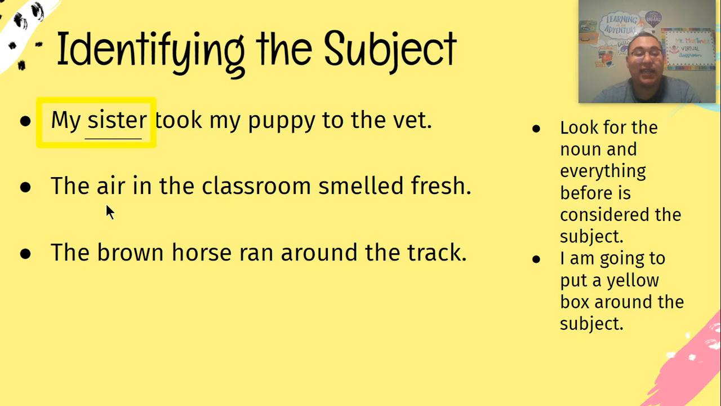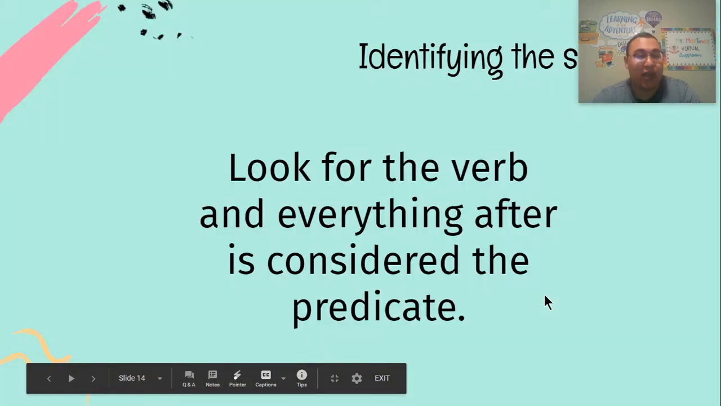The second sentence says, the air in the classroom smelled fresh. So what is my noun? My noun is classroom. So everything before that would be considered my subject. The brown horse ran around the track. So what is my subject? It is horse. And so everything before that, the brown horse. So that's how I identify the subject.